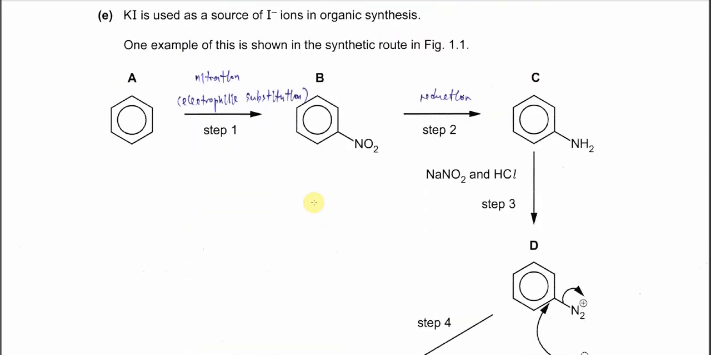Okay, part E. KI is used as a source of iodide ion in organic synthesis. So we have this example in figure 1.1. From A to B, we know that from benzene to nitrobenzene, it undergoes nitration. The reaction is electrophilic substitution, the mechanism. And from B to C is a reduction from this nitro group to this NH2. This is phenylamine. This means it undergoes reduction: remove 2 oxygen, add 2 hydrogen.